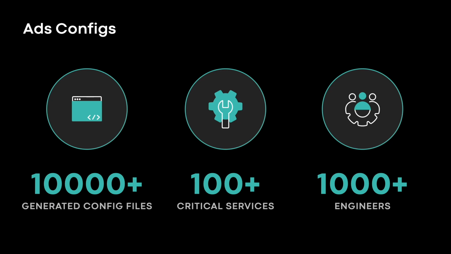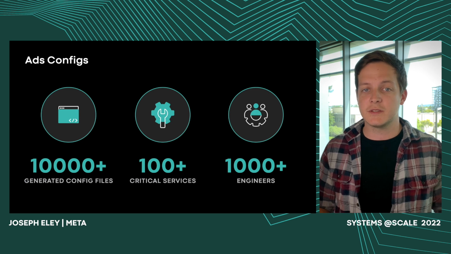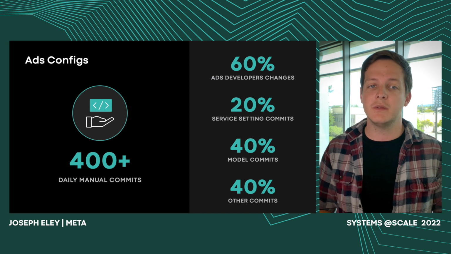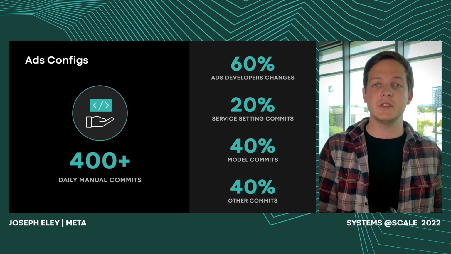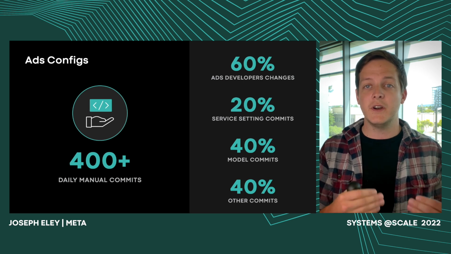So now I'll talk a little bit about how we use configs within ads. And so just so you can get a little bit of an idea about the scale of what we do here. We have about 10,000 of these generated config files that are consumed by over 100 critical services that are critical to the ads flow in one way or another. And we have 1,000 engineers that are trying to make commits on a daily basis. So we have, on average, about 400 manual commits that try to land every single day. And we need to have these land in a reliable way so that we can verify that we're not breaking our systems.